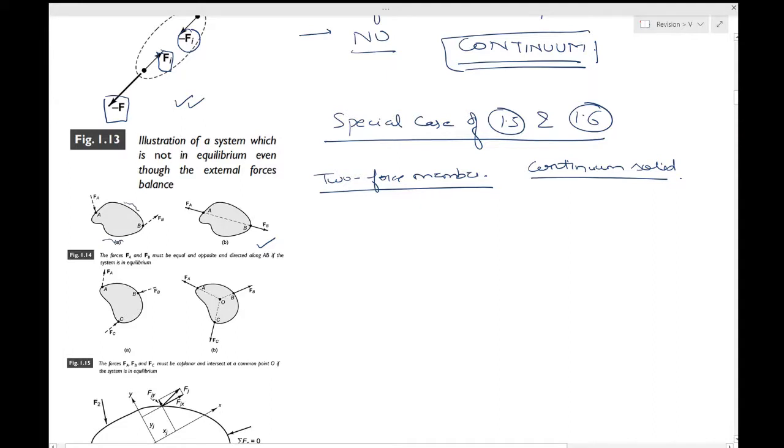What does this ensure? It ensures that equation 1.5, on the resultant of forces, is satisfied, so FA will be equal to minus FB. And how is 1.6 ensured in this case? The moments will be 0, so the summation of all the moments which you take about any arbitrary point will vanish.